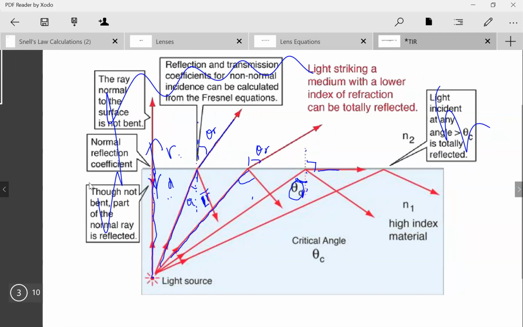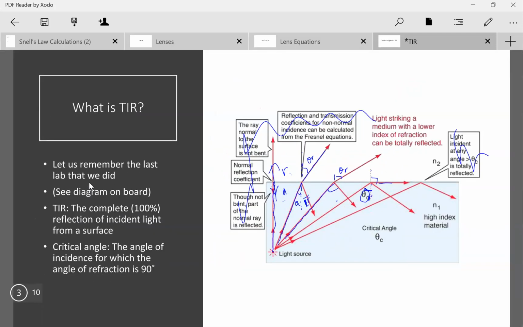So we're going to define here the critical angle. Critical angle is an angle of incidence, right? That's the first thing. So critical angle is the angle of incidence for which the angle of refraction is 90 degrees. So what is the critical angle? It is an angle of incidence. That's the first thing that you have to be okay with. So when I say critical angle, I mean theta i, or angle of incidence. It's the angle of incidence when theta r equals 90 degrees. That's how the critical angle is defined.